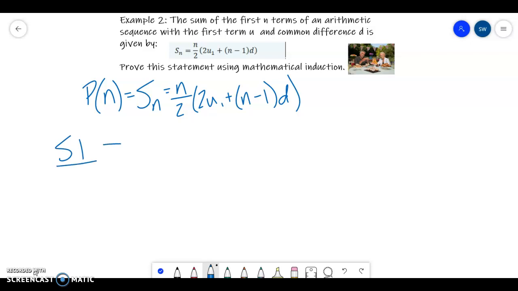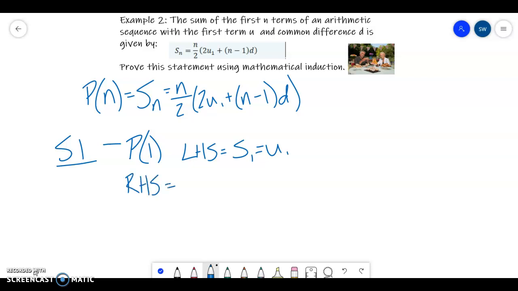So step 1 is our basic step. We want to show that P of 1 is true. So we start with our left-hand side, I guess. So that's just equal to S of 1. Well, that means the sum of the first one term, which is just U sub 1. Then we'll deal with the right-hand side.